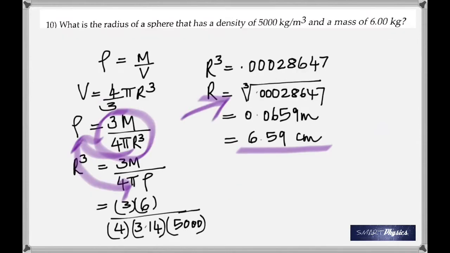In the next one, moving on to the next chapter, what is the radius of a sphere that has a density of 5,000 kilogram per meter cube and a mass of 6 kilogram? You can already see the answer because it's direct. Density is mass by volume, and the volume of a sphere is 4 by 3 pi r cube. Rearrange that to make rho the subject after you substitute. In fact, make the radius the subject. You get r cube is 3m by 4 pi rho. Substitute the numbers, get r cube and then take the cube root to get the answer as 6.59 centimeter.